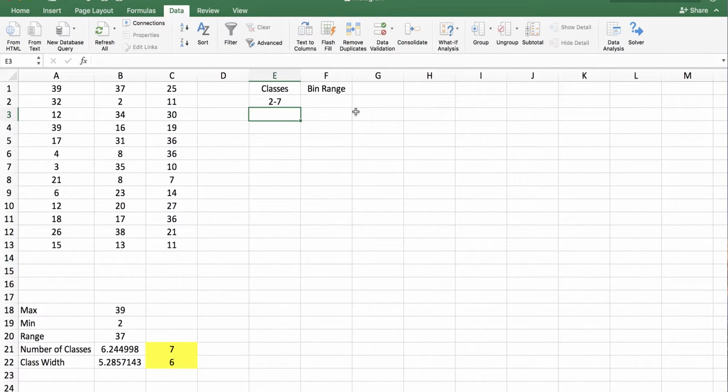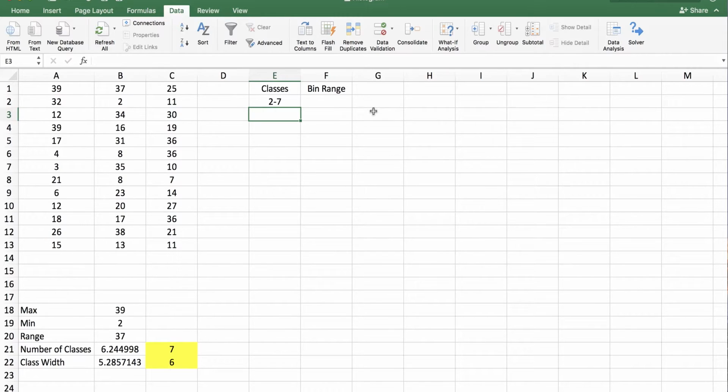So my first class has a lower limit of 2 and an upper limit of 7. 2 is because I have a smallest number of 2 in my data set, and 7 because of the class width to include 6 different numbers in there. You can also identify the upper limit by looking at it this way: you start from 2, and 7 minus 2 is equal to 5, add 1 equals 6, which is your width, okay?